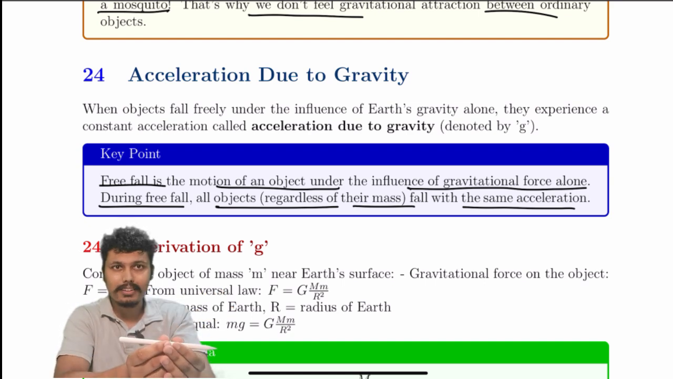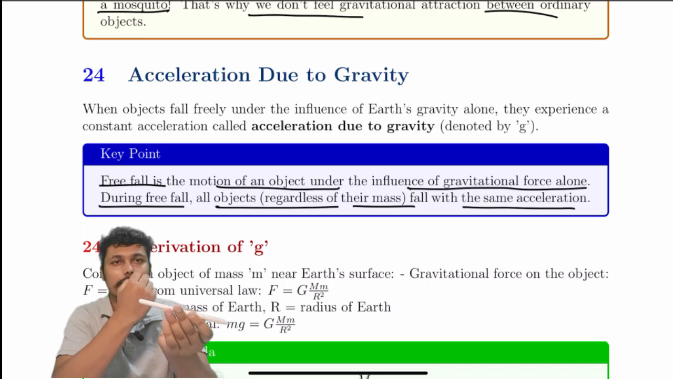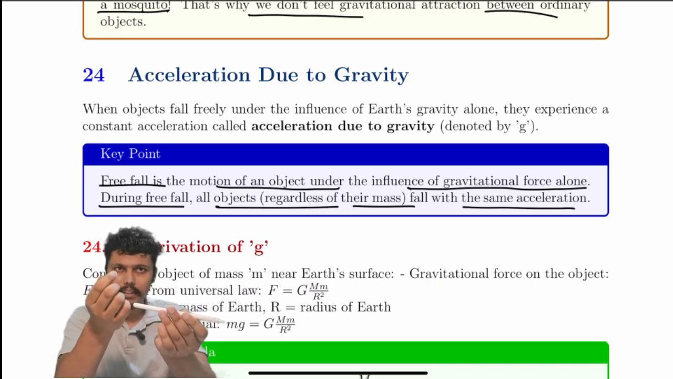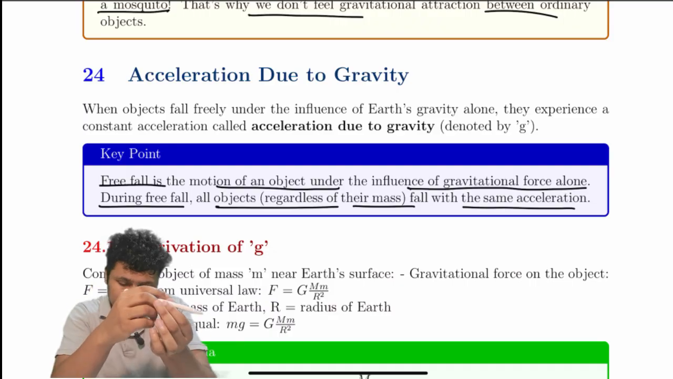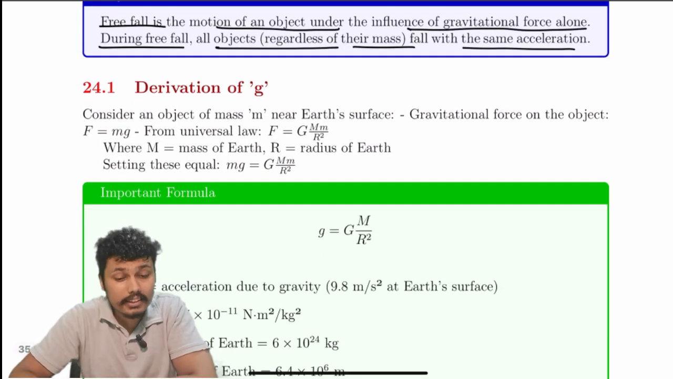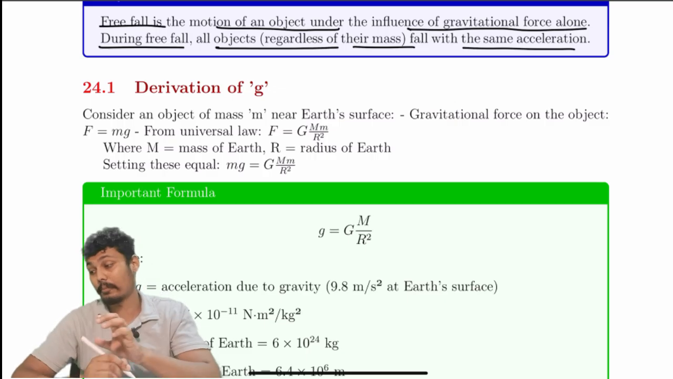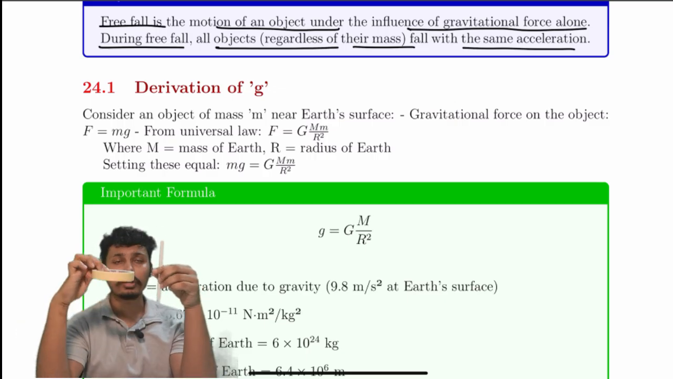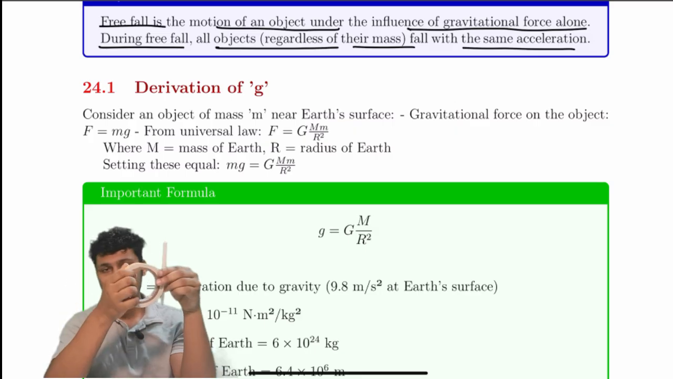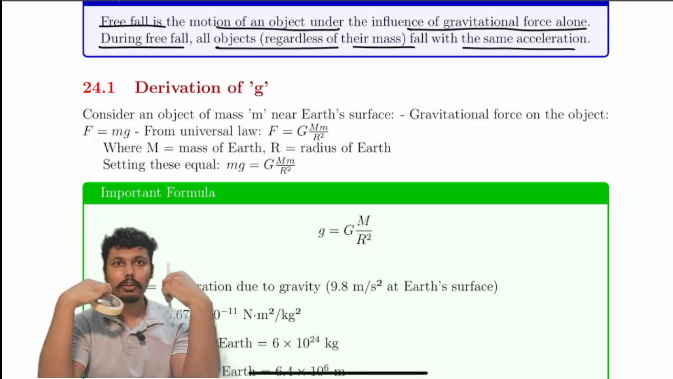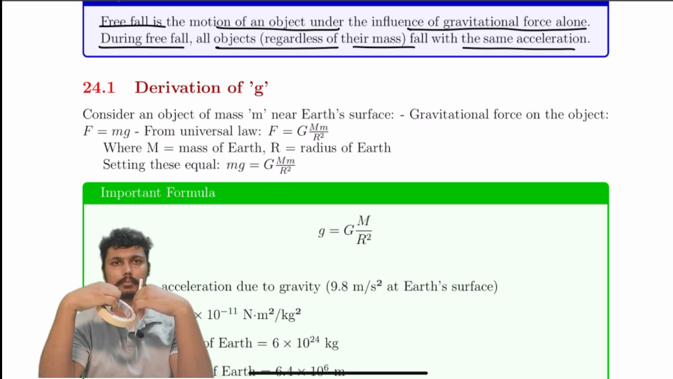When an object is falling down in free fall, that object is having some acceleration, and that acceleration doesn't depend upon mass. This is very interesting. Let's say I make this one and this one fall together, which one will fall faster? Or if I take this one and an elephant and let them fall, which one will fall faster?